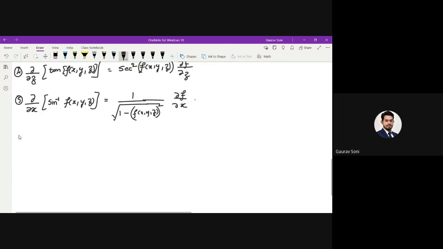Example. Find the partial derivative of u with respect to x and partial derivative of u with respect to y. First one, u is equal to ax square plus 2hxy plus by square.